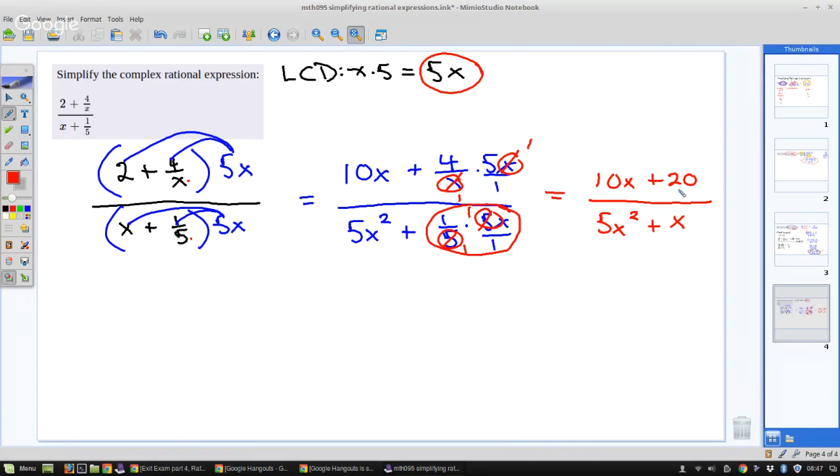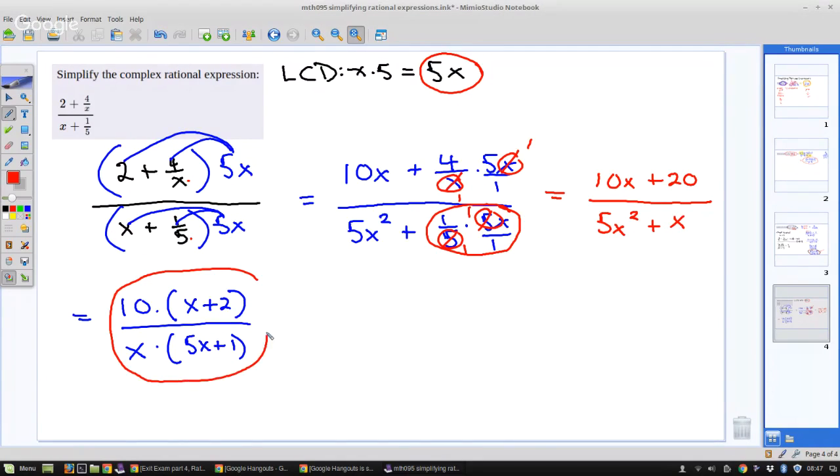So then I look at the numerator and say, does that factor? Yes, it does. I can factor out a 10, which leaves x plus 2. And here I can factor out an x, which leaves 5x plus 1. And I can see that 10 as a factor is not common to the bottom, x as a factor is not common to the top, x plus 2 is not in the bottom, and 5x plus 1 is not in the top. So this definitely is the reduced version.